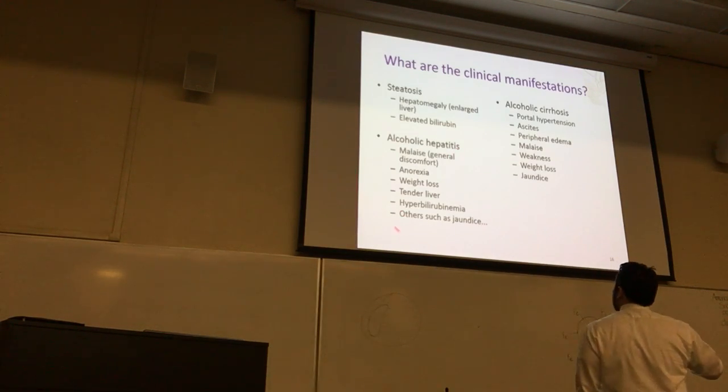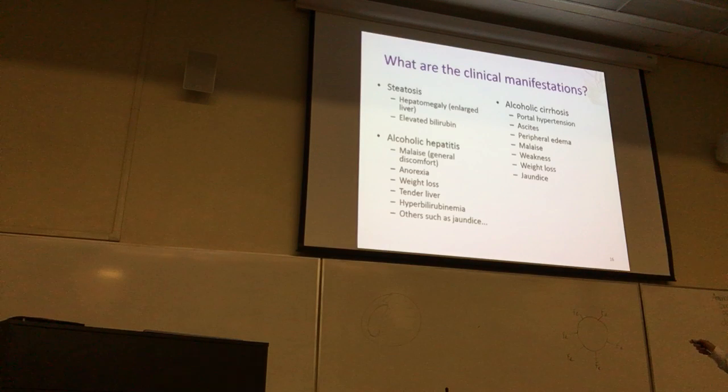As we continue on to our more aggressive stage, alcoholic hepatitis, malaise is just a general bad feeling. Anorexia, inability to eat or a loss of appetite, weight loss. The liver itself becomes tender. Now you have hyperbilirubinemia, where you've got really high levels of bilirubin. Now the patient is going to start becoming jaundiced. These get more aggressive in the cirrhotic liver disease. You see things like portal hypertension, the ascites, or the fluid that takes place in the peritoneal cavity, peripheral edema everywhere else, malaise, weakness, weight loss, and even more aggressive jaundice.